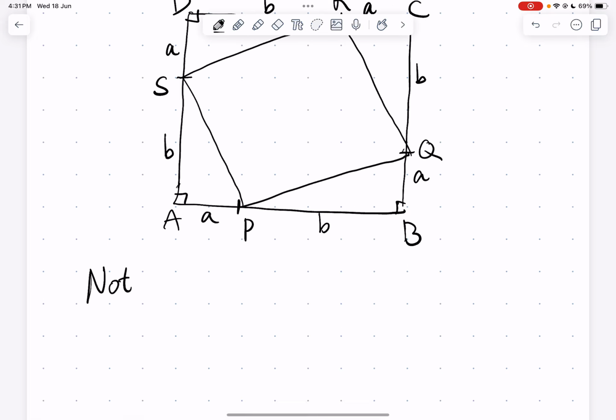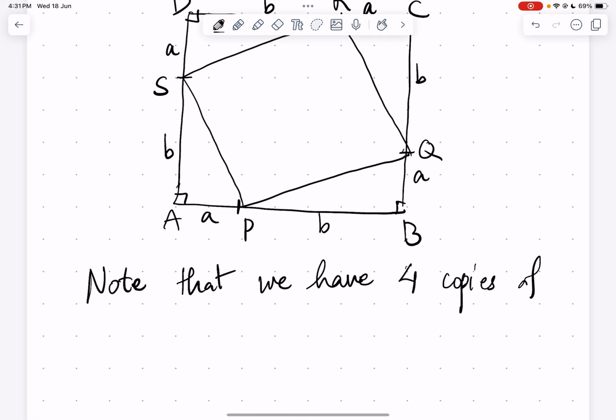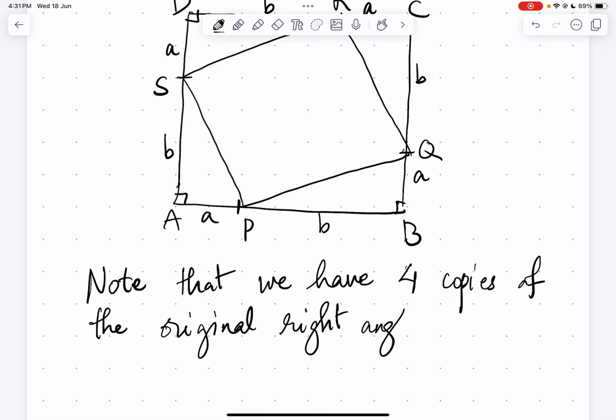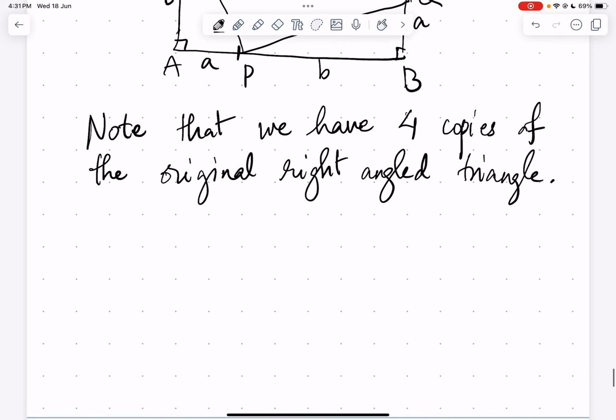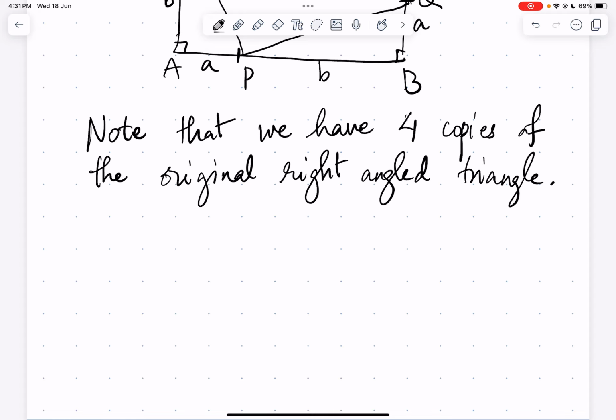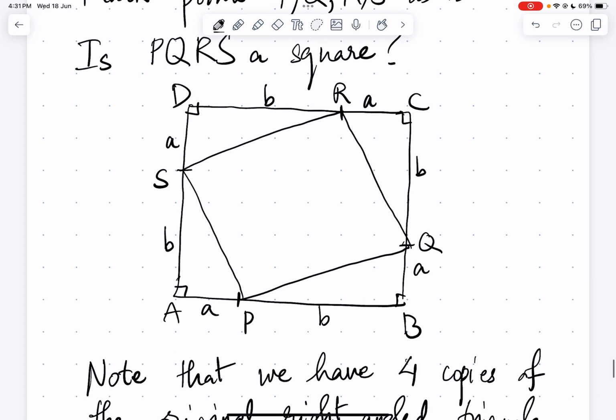Note that we have four copies of the original right angle triangle. So there are four copies of the original right angle triangle, right? So you have angles like this.